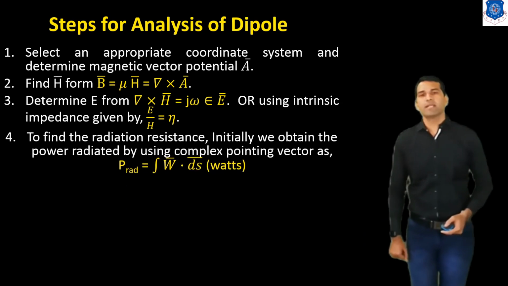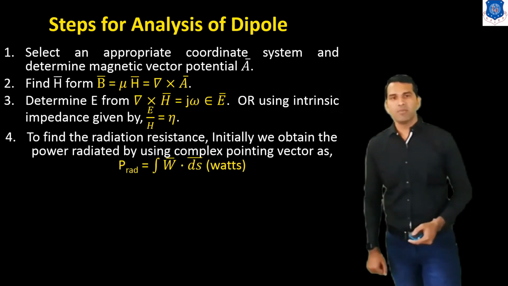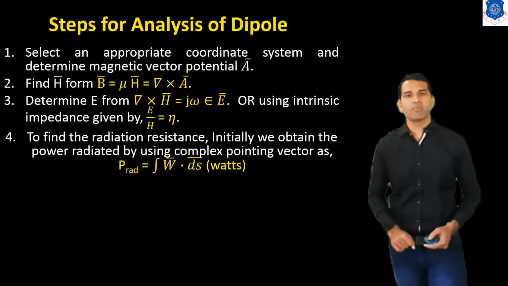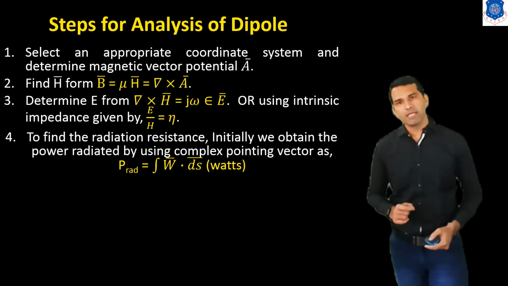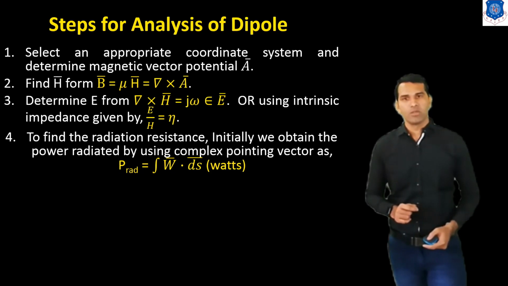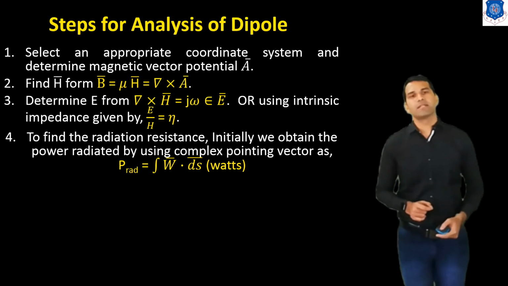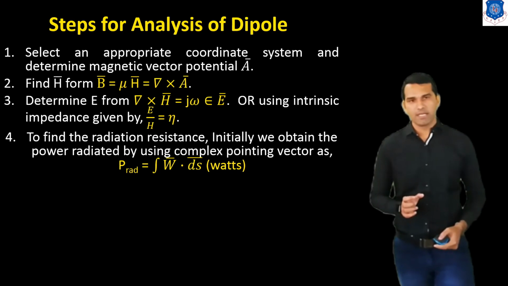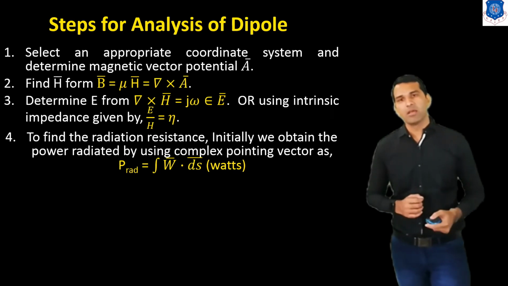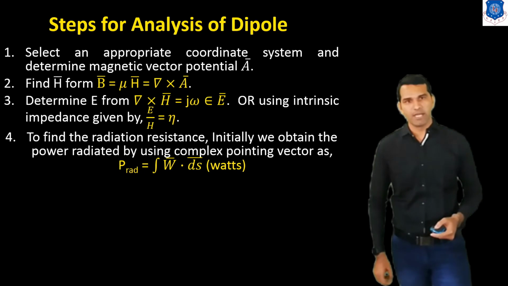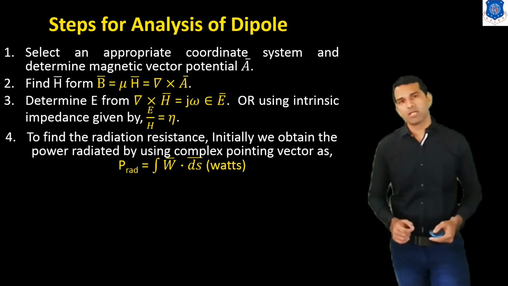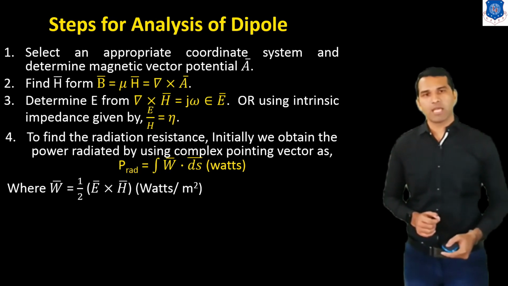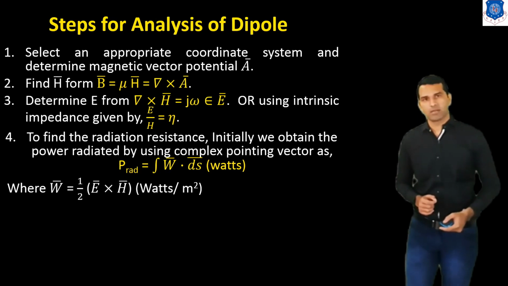Now to find the radiation resistance, initially we obtain the power radiated by using the complex Poynting vector as P radiate = ∮ W · ds. Here our goal is to find the radiation resistance. There is a relation between the power radiated and the radiation resistance. First we find the radiated power, P radiate, by using this equation W · ds, where W = 1/2 E × H. This is nothing but the Poynting vector.